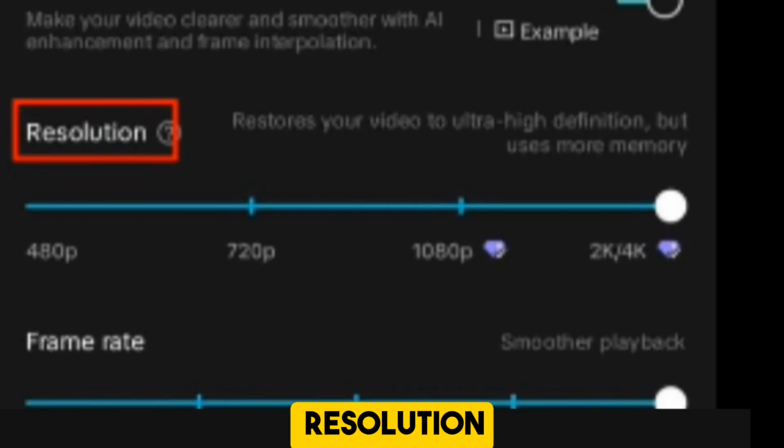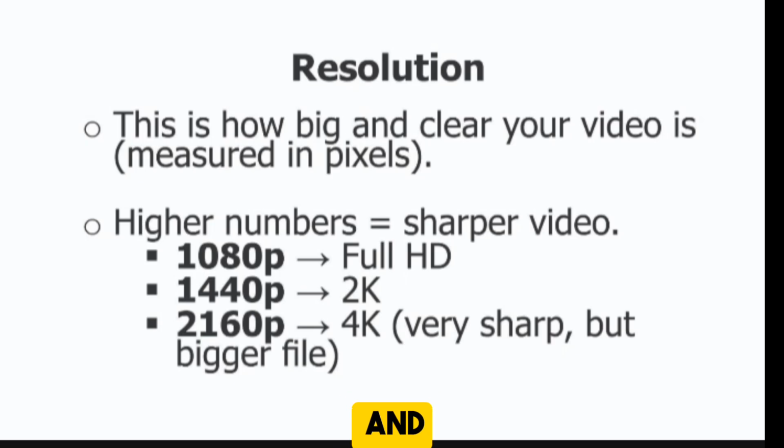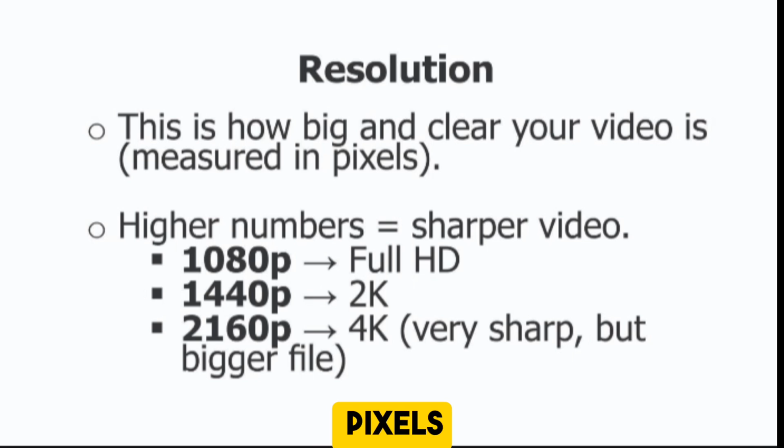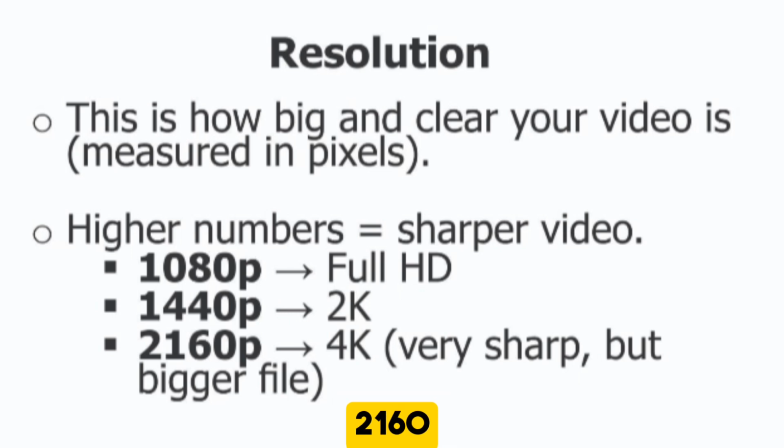Next is the resolution. This is how big and clear your video is. It's actually measured in pixels. So the higher the number, the sharper your video. For example, 1080 pixels is full HD. 1440 pixels, that's 2K. 2160 pixels, that's 4K. And this will be very sharp and the size of the file will be bigger.